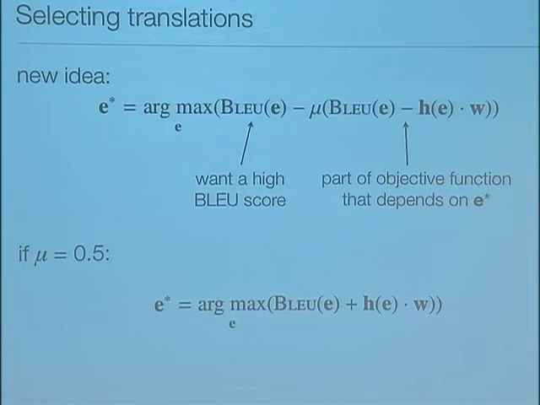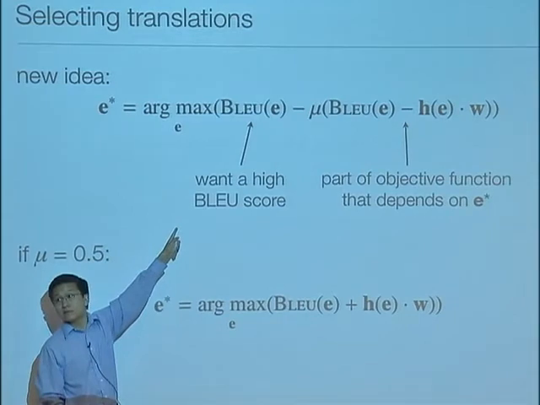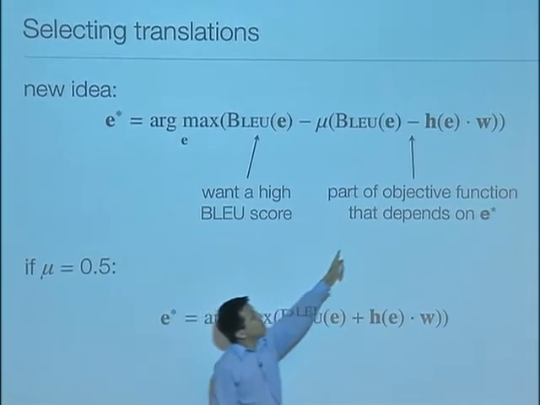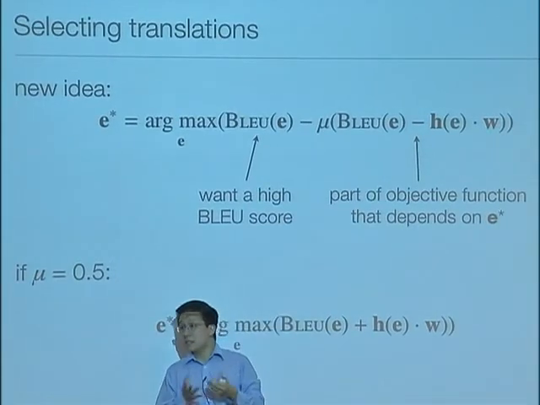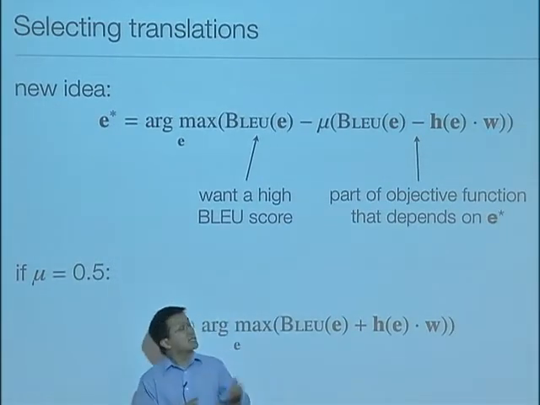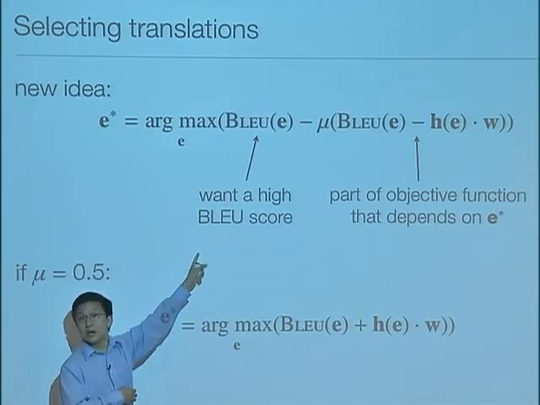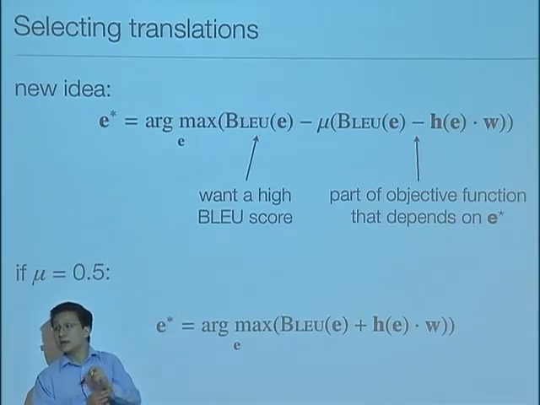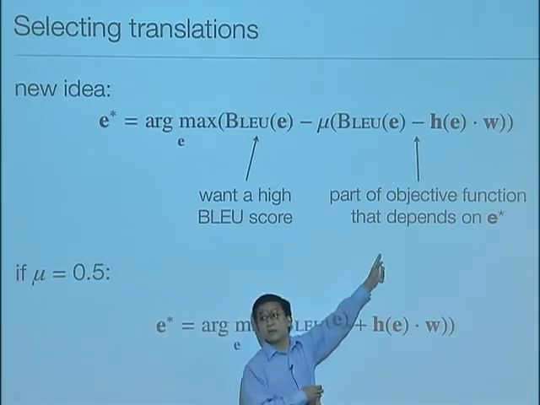All right, so what are we going to do instead? We're going to choose the E star as the optimizer of this objective function. So what is this objective function? This first term says, I want E star to have a high BLEU score. The second part of the objective function is the part of the MIRA objective function that depends on E star. So basically what this is saying is, I want E star to be the highest BLEU translation, but I'm willing to choose a lower BLEU translation if that means it'll be easier to optimize the MIRA objective function.